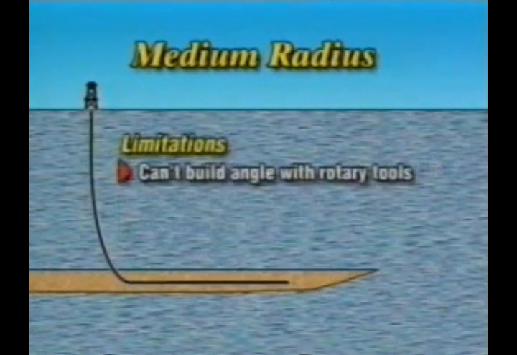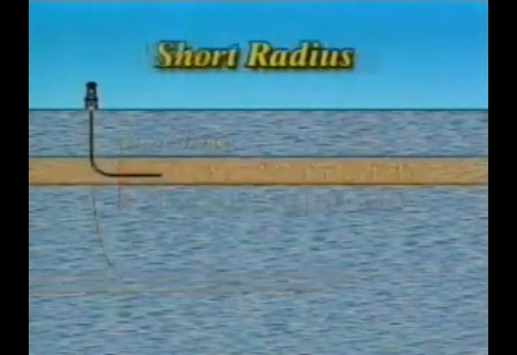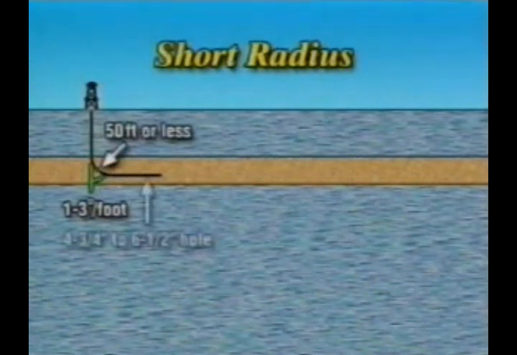Relative disadvantages are the inability to build angle using rotary methods and the fact that the tighter radius places more stress on the drill string. Although there are no restrictions on bit type or coring capabilities, MWD applications are limited for hole diameters smaller than about 6 1/8 inches. The build rate angle on a short radius well may range from 1 to 3 degrees per foot. The radius of curvature may be 50 feet or less, with a hole size of between 4 3/4 inches and 6 1/2 inches.